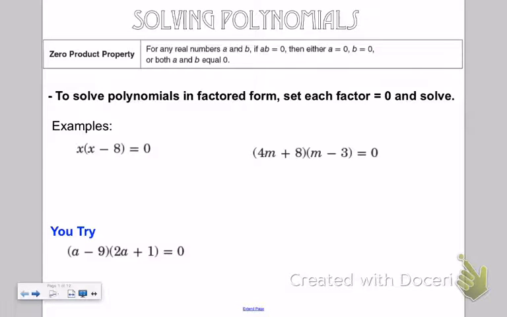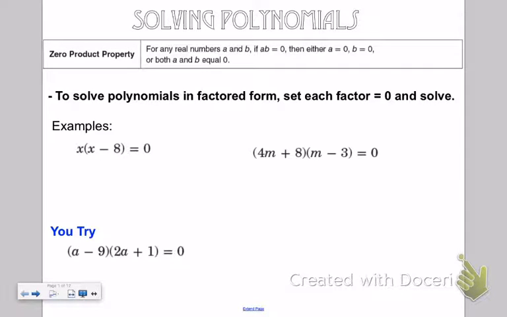This is topic 2 of chapter 8, solving polynomials. In the last topic, we learned to factor out the GCF. This time we're going to use that in order to solve for values of x. So we're solving quadratic equations that are already factored for us.